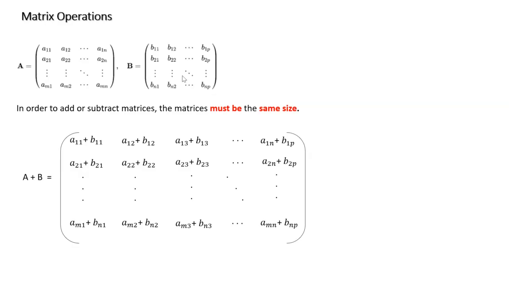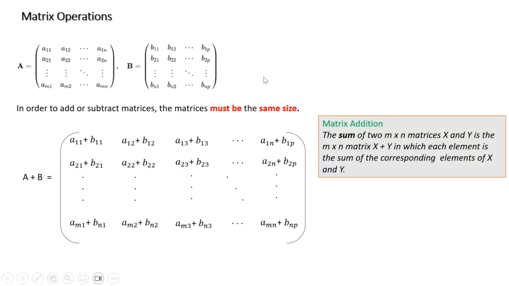Okay, let's try some examples. And also, this is like the definition. At times, the definition sounds harder than what it really is. But anyway, here's the matrix addition definition. The sum of two m by n matrices, where m means the number of rows times the number of columns, on matrix X, and Y is an m by n matrix, which has the same size, is X plus Y, in which each element is the sum of the corresponding elements of X and Y.